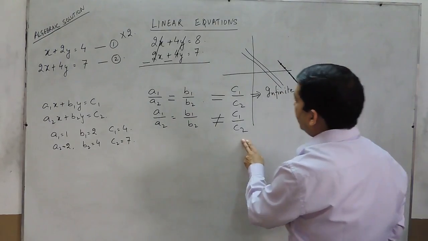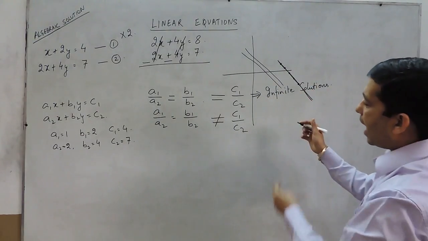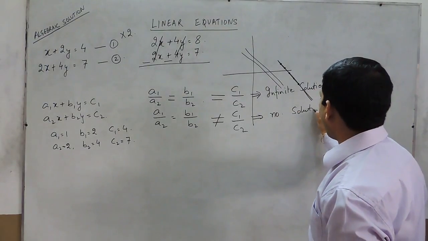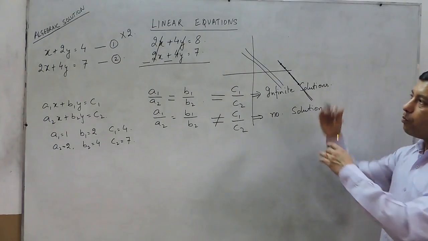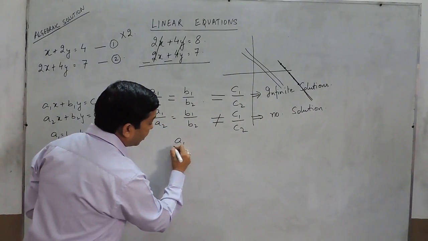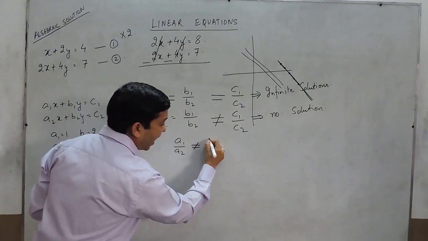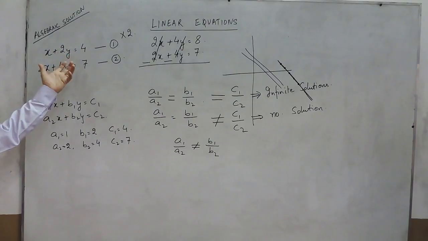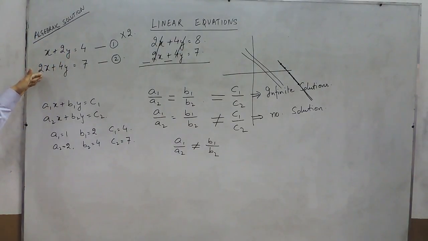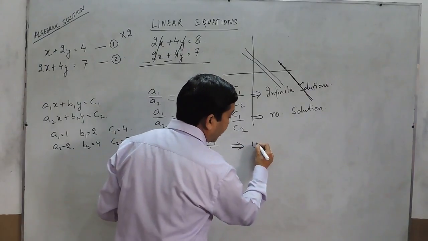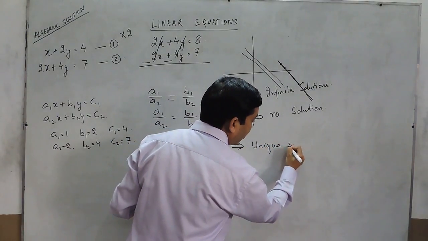While in this case the two lines are parallel to each other, and when the two lines are parallel to each other, that means there is no solution possible, or for any value of x and y both the equations can never be satisfied. While if the ratios of the coefficients of x and y are not equal, that means definitely the x can be cancelled out and in that case y will not be cancelled out, and we can find out the value of y. In this case only there is a unique solution.